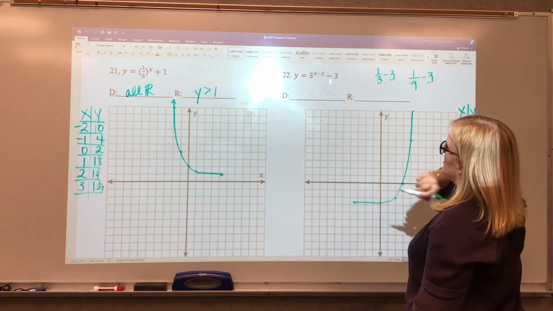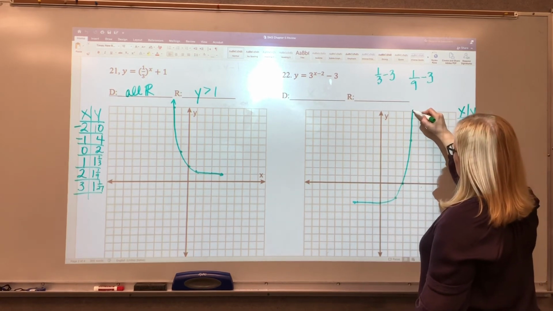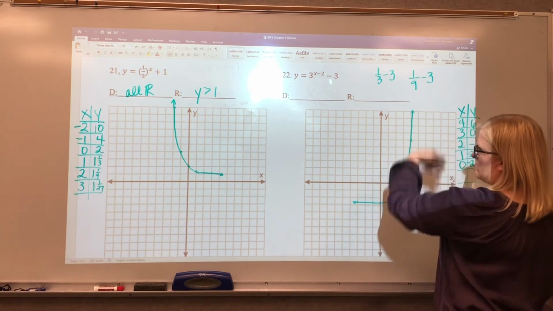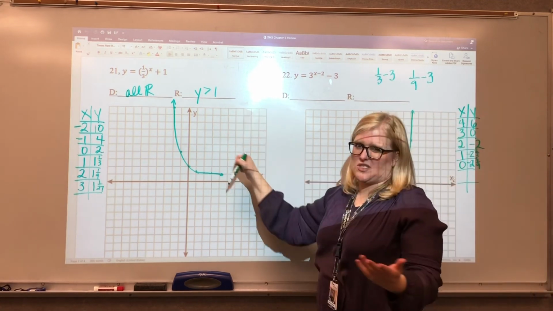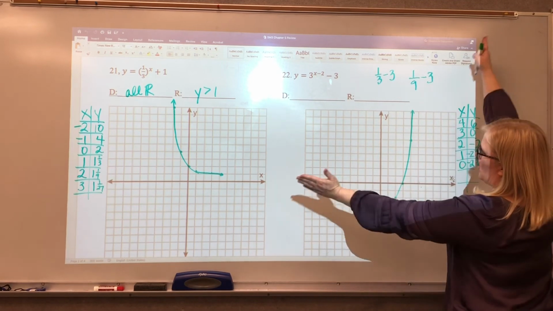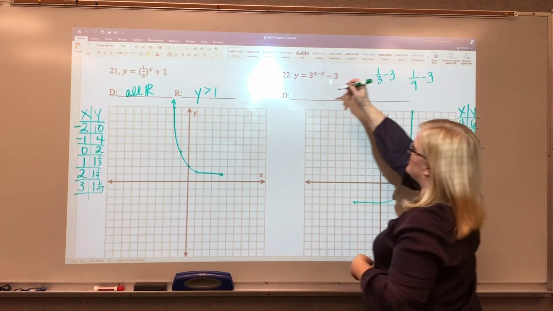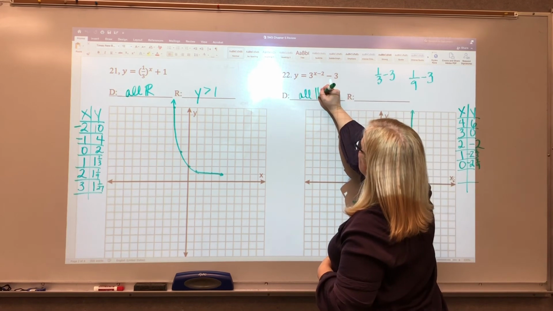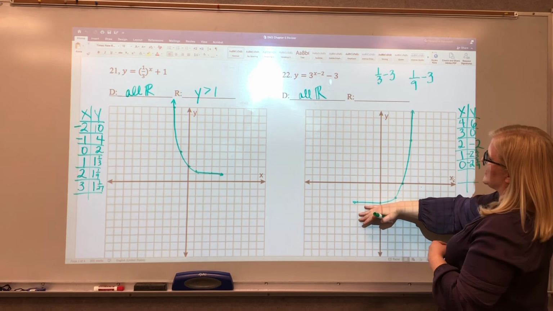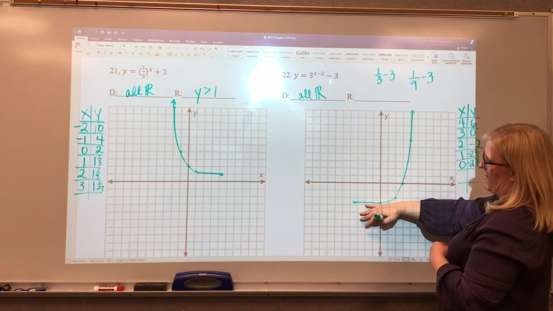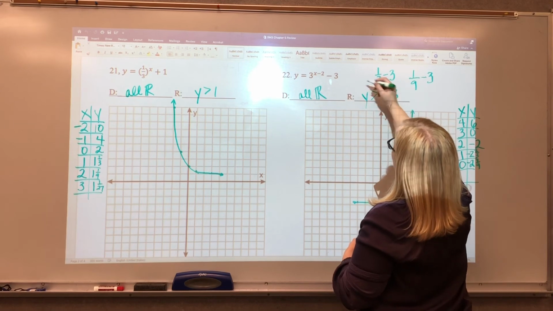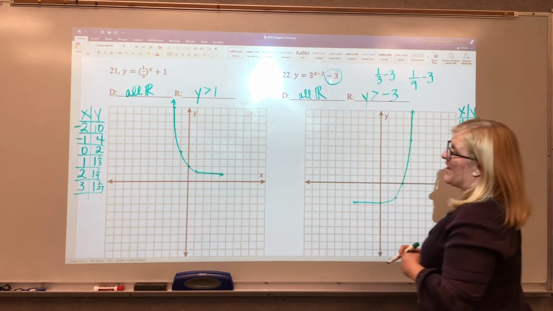And we can tell that this is exponential growth, right? The previous one would be exponential decay. And my domain, again, I'm going forever in both these directions. So this is all real numbers. And my range is trying to get to -3, but it's never going to get there. So it's y is greater than -3, which is right there.